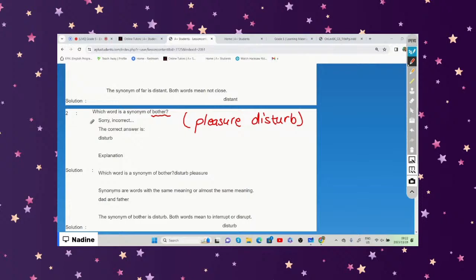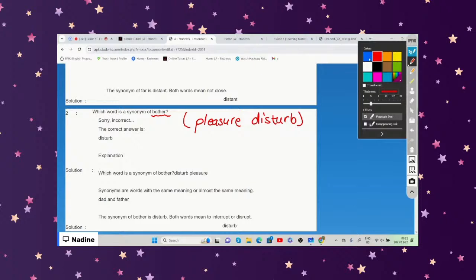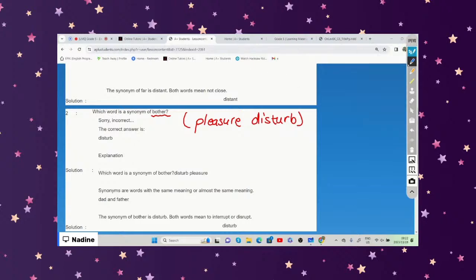And if we find the word that is similar to bother, we are going to say it is disturb. Because if someone is bothering you, it's the same as they are disturbing you. It's definitely not a pleasure if someone disturbs you or bothers you. Definitely not. Right? So the word that is similar or the same as bother is disturb.